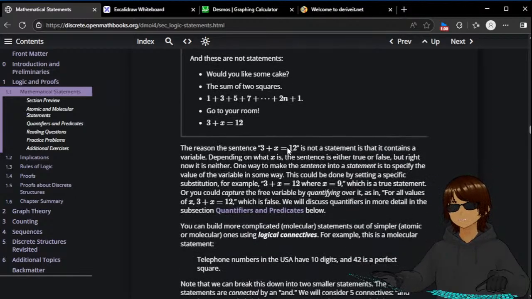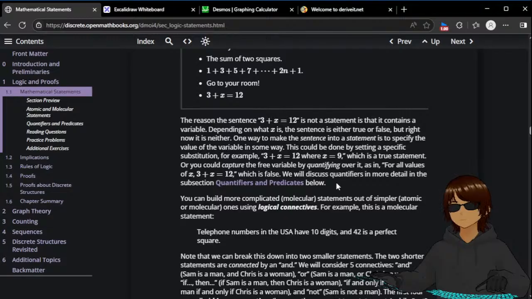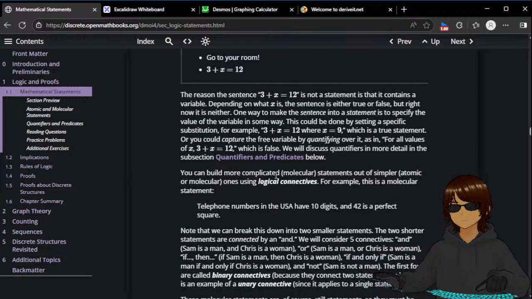The reason the sentence 3 plus x is equal to 12 is not a statement is that it contains a variable. Depending on what x is, the statement is either true or false. But right now, it is neither. One way to make the sentence into a statement is to specify the value of the variable in some way. This can be done by setting a specific substitution. For example, 3 plus x is equal to 12 where x is equal to 9, which is a true statement. Or you could capture the free variable by quantifying over it, as in for all values of x, 3 plus x is 12, which is false.